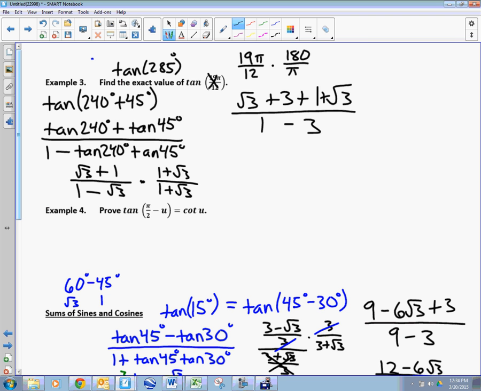So we'll do top first. 3 plus 1, 4. Root of 3 plus root of 3, 2 roots of 3. And 1 minus 3 is negative 2. Is everything divisible by negative 2? So divide it. Negative 2 minus root of 3.